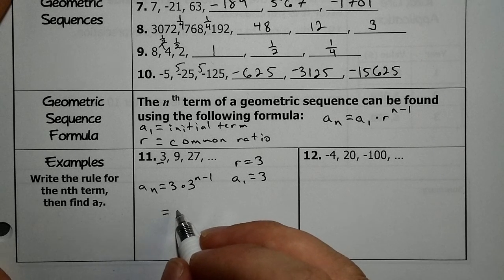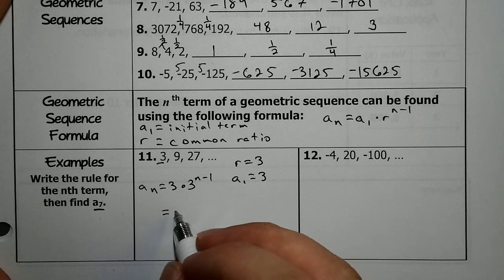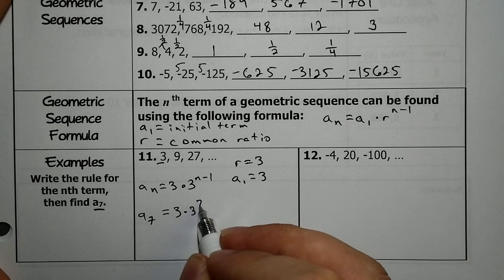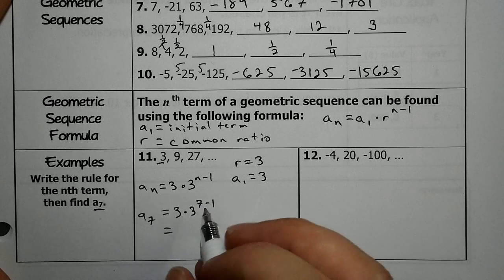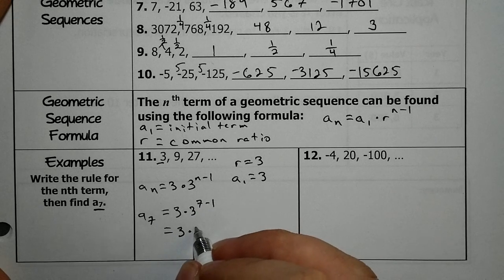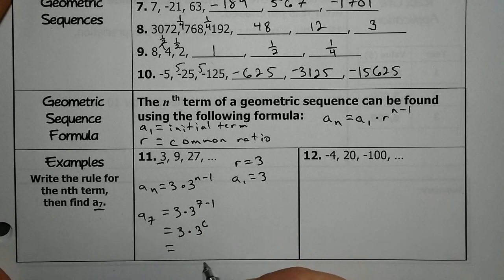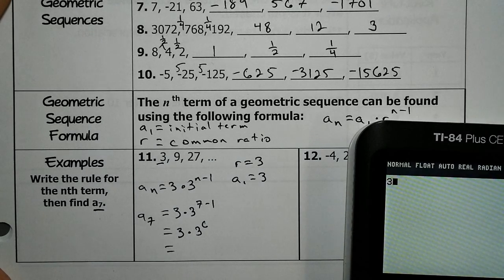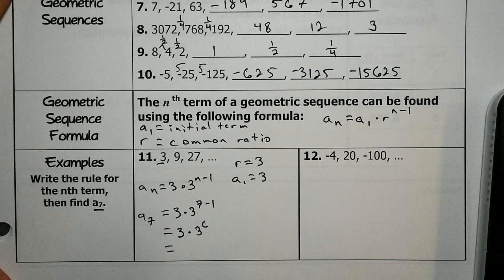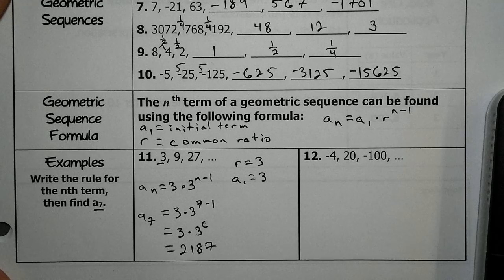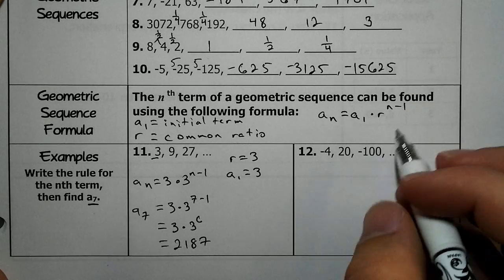So we can put it in to find a sub 7. So a sub 7 would be 3 times 3 to the 7 minus 1. So 3 times 3, 7 minus 1 is 6. And when we do 3 times 3 to the 6th, we should get 2,187. All right, let's do one more and then we'll move to the back.